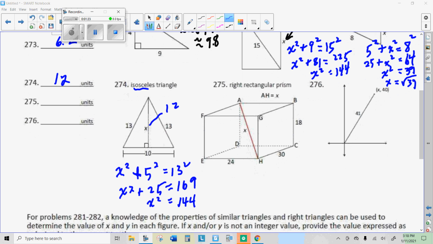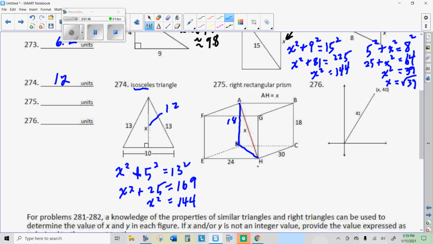Okay, the second one is going to take 2 steps to get the answer. X is the diagonal in the box. So first of all, we're going to find this length here, and then we know that this length is 18 because it'd be the same as the height of the box.